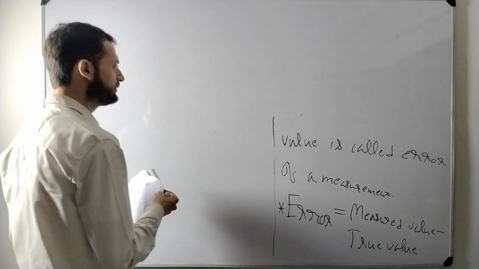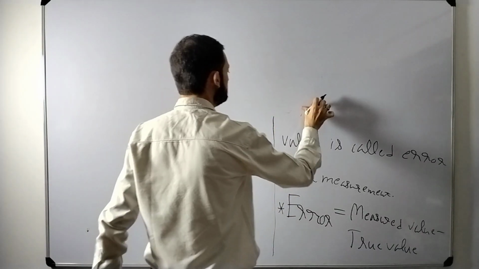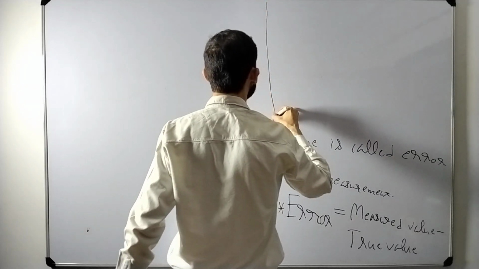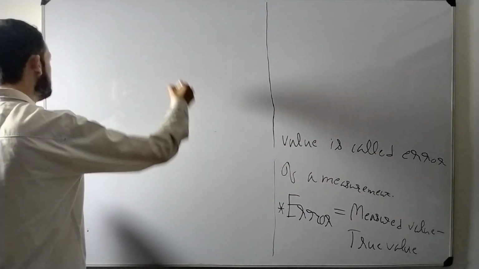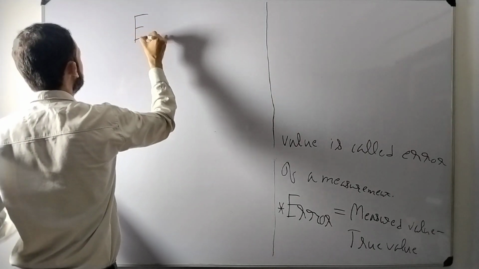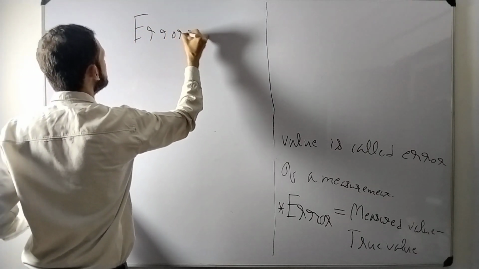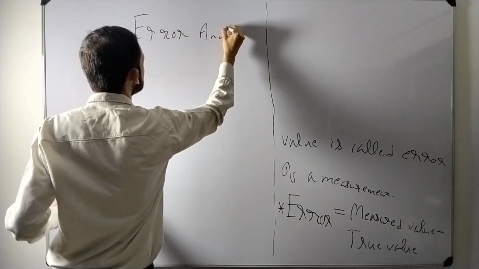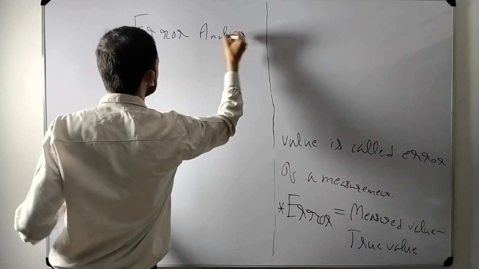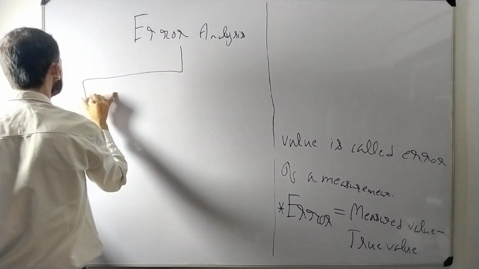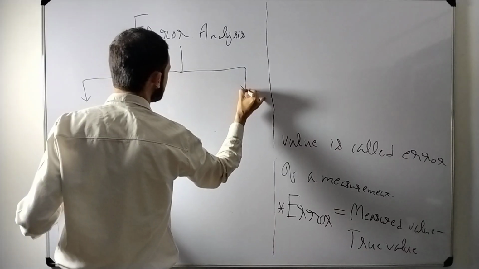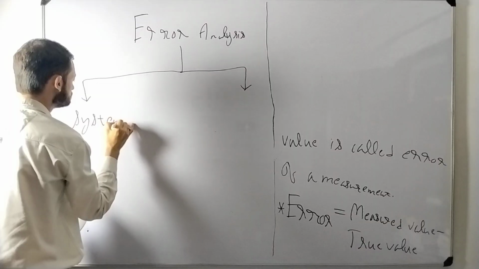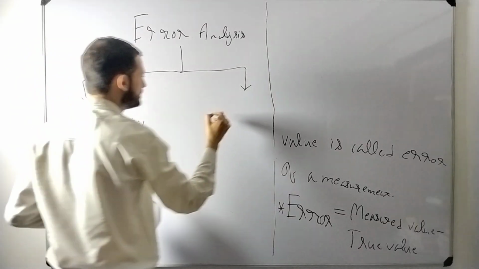Error analysis. So error has two parts. What are they, sir? Basically, there are two parts: systematic error and random error.